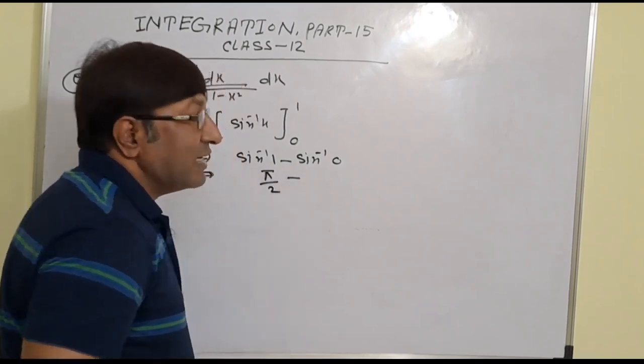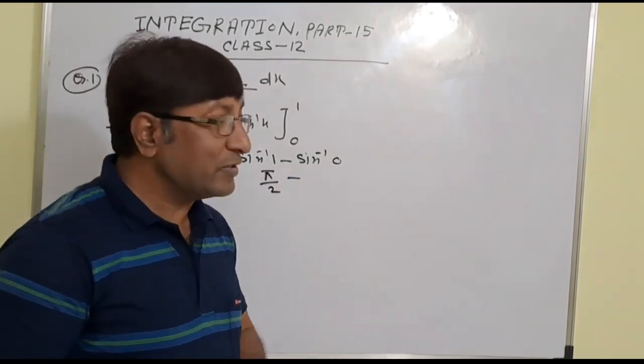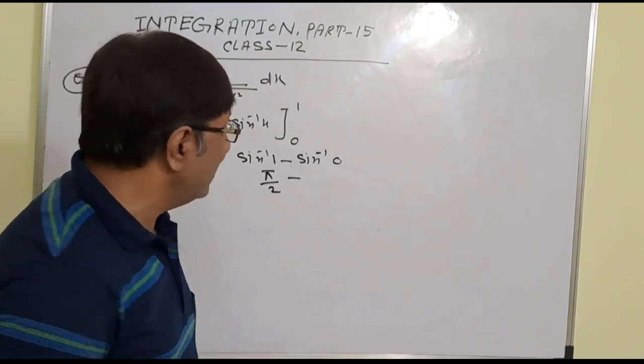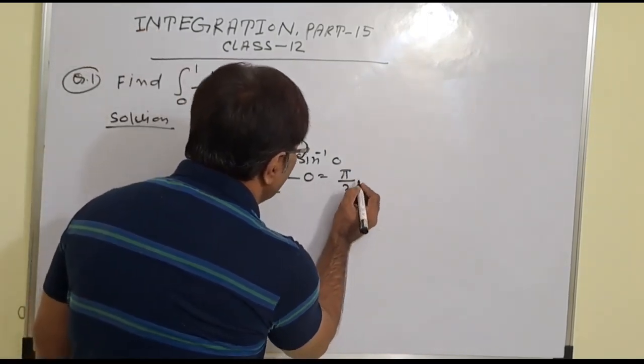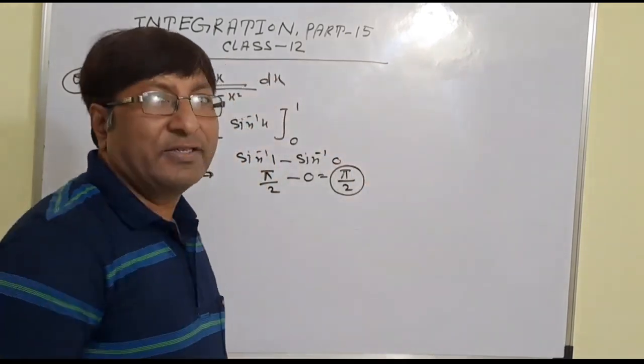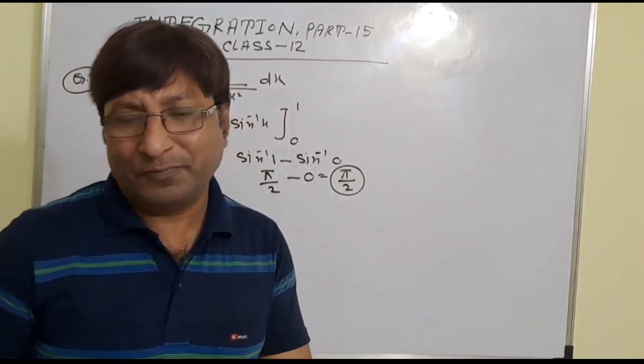And you know sine 0 is 0, so sine inverse 0 is 0. So pi by 2 minus 0 is pi by 2. So our correct answer is pi by 2.